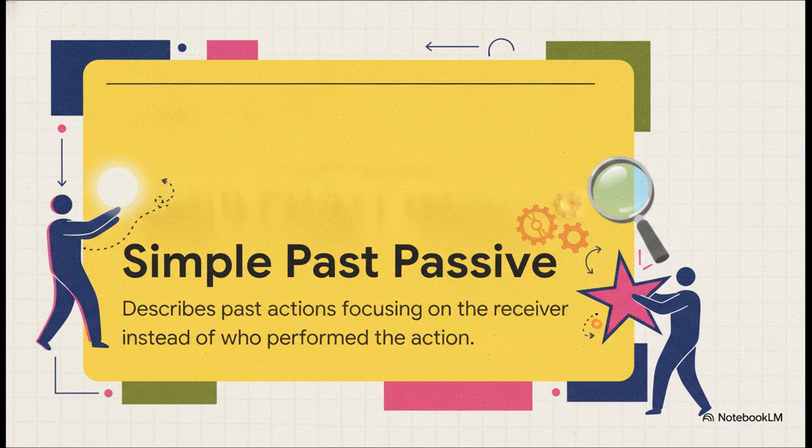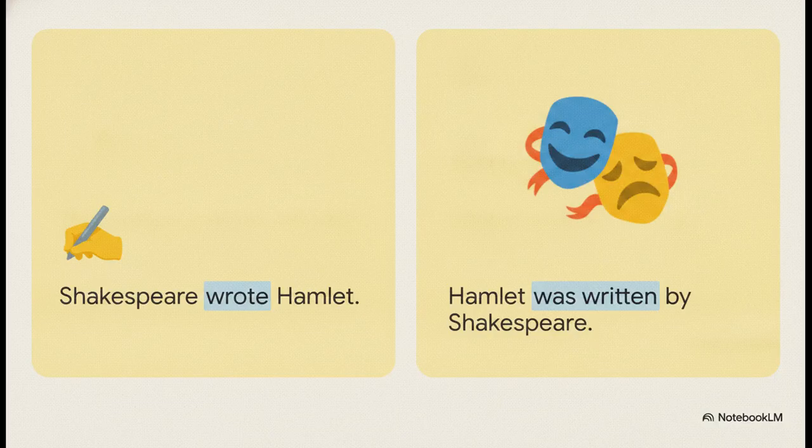So, what is the simple past passive, really? Well, it's used to describe actions completed in the past where the focus is entirely on the receiver or the object of the action rather than who actually performed it. Think of the passive voice as our special built-in tool for shifting the spotlight. Instead of the person doing the action getting all the attention, we're effectively making the object the absolute star of the show. Let's compare these two directly so you can really feel the shift.